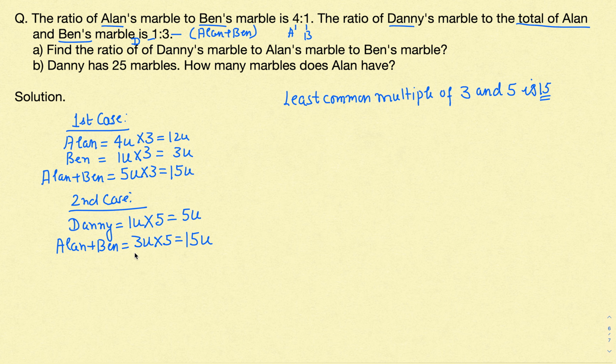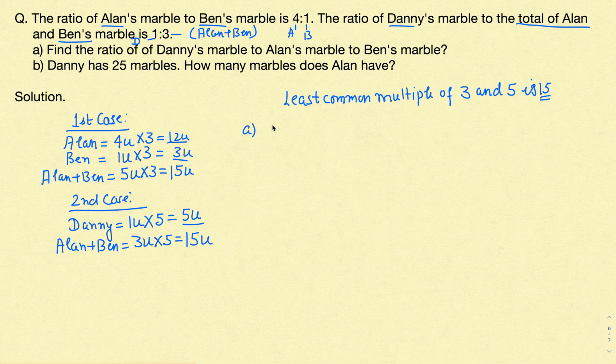Now, what do we get here? From the first case, we can see that Ellen alone has 12 units, Ben alone has 3 units, and Denny alone has 5 units. So Ellen has 12 units of marbles, Ben has 3 units, and Denny has 5 units. With this information, we can go back to the first part of the question, which is to find the ratio of Denny's marbles to Ellen's marbles to Ben's marbles. That's part A.